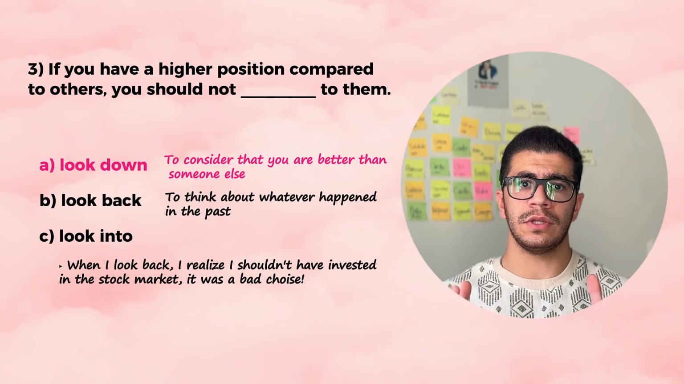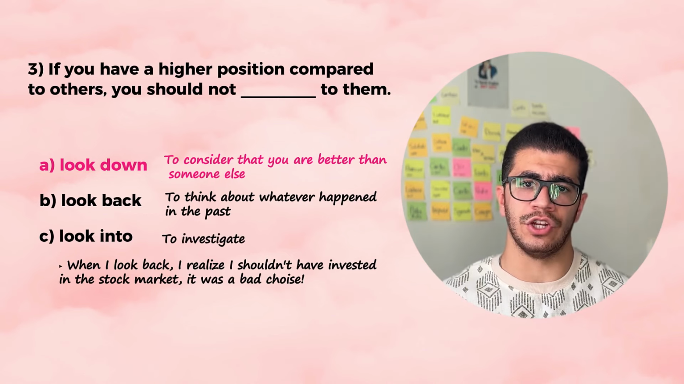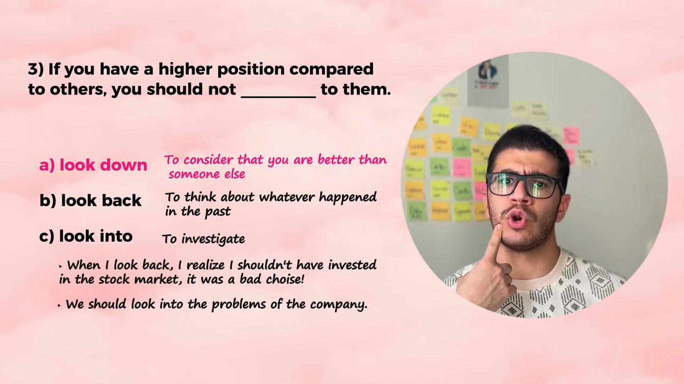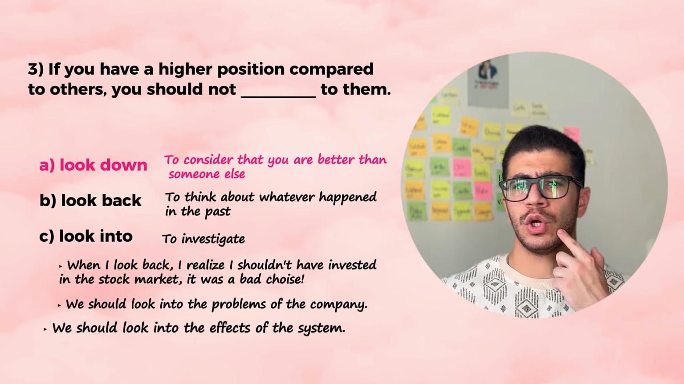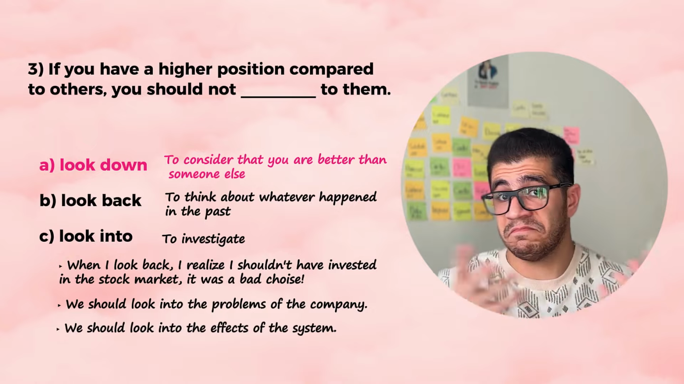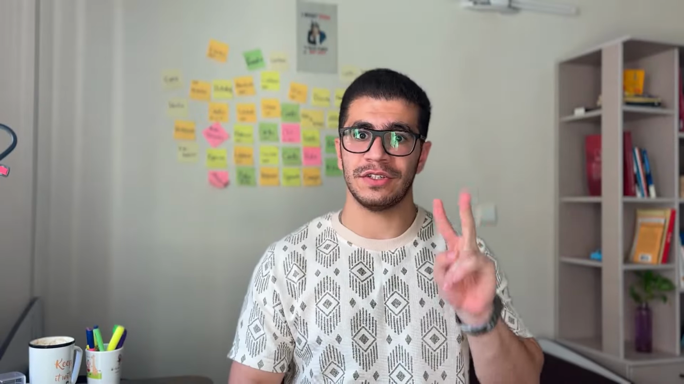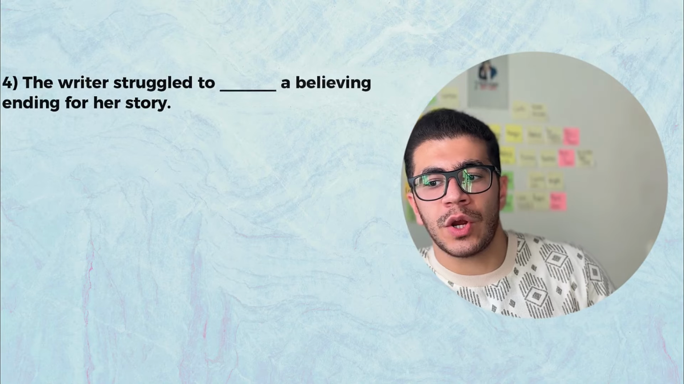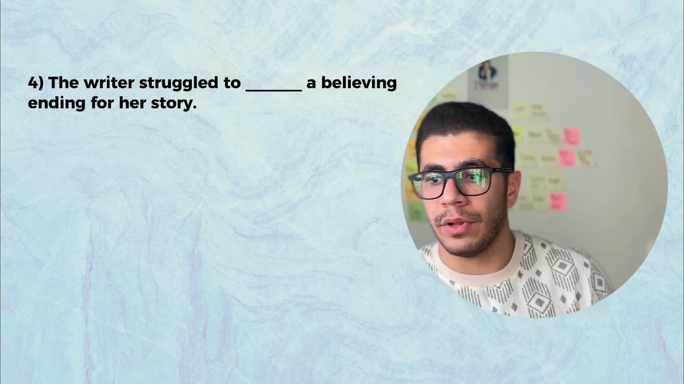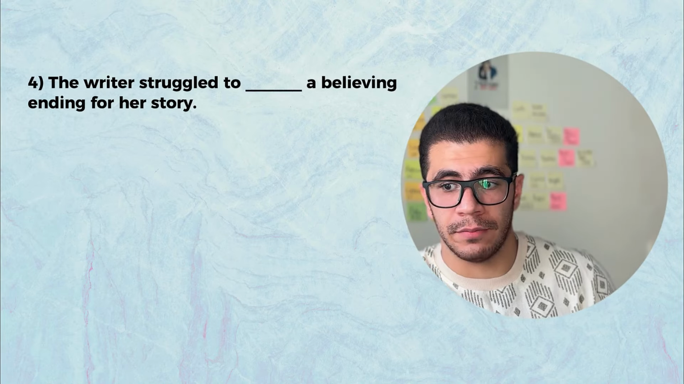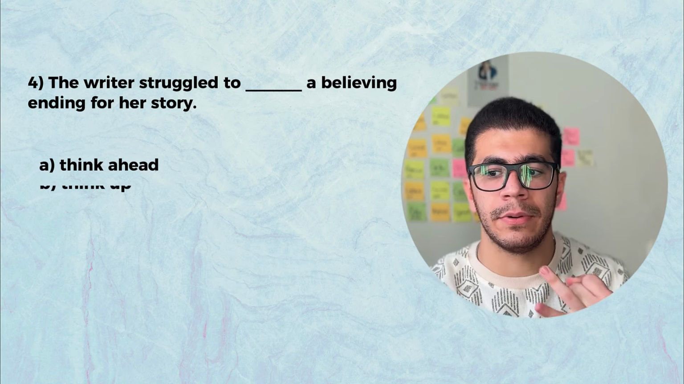And look into, this is a synonym for investigation. We should look into the problems of the company. We should look into the defects of the system. Okay, here comes the second set of phrasal verbs. Think. For example, the writer struggled to blank a believable ending for her story. Think ahead, think up, and think back.